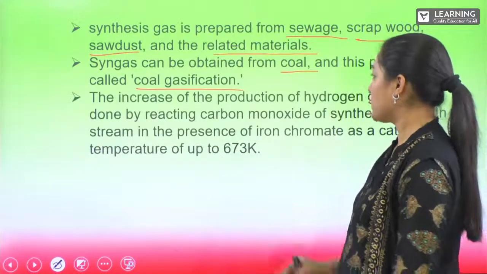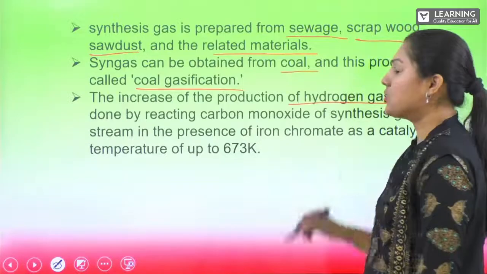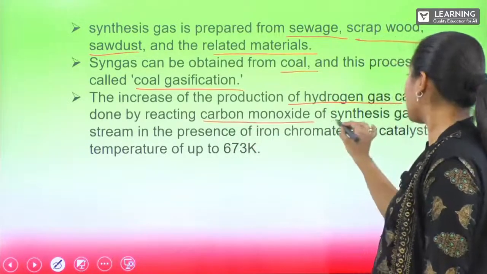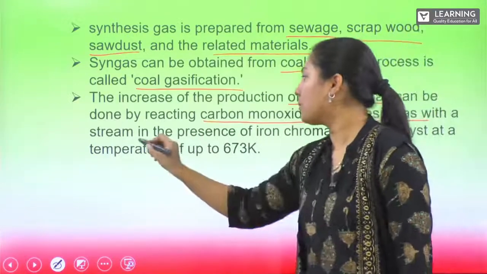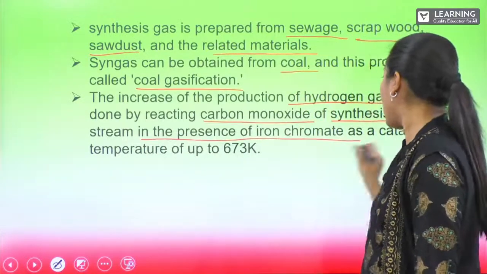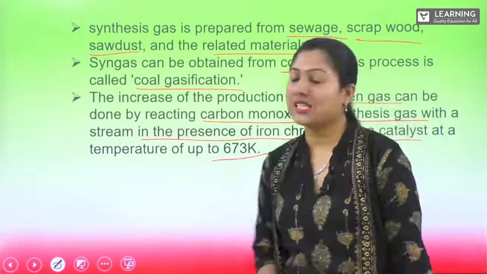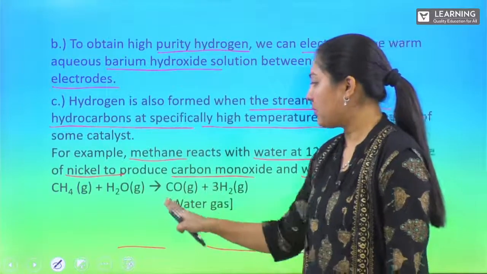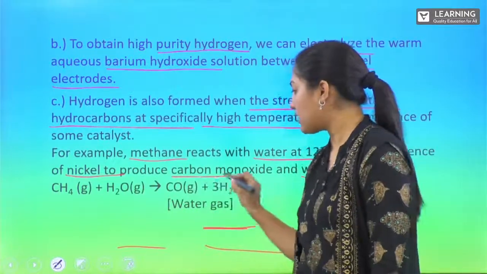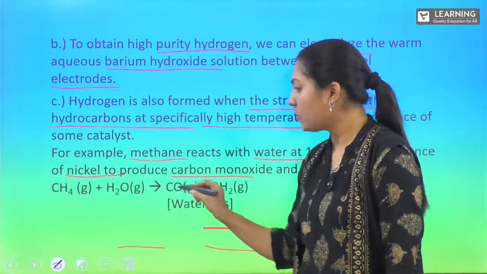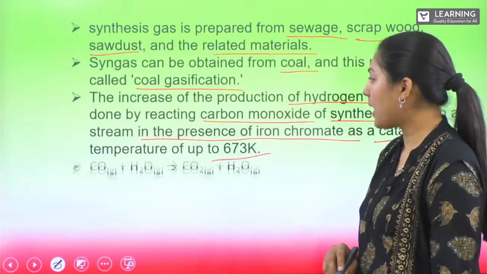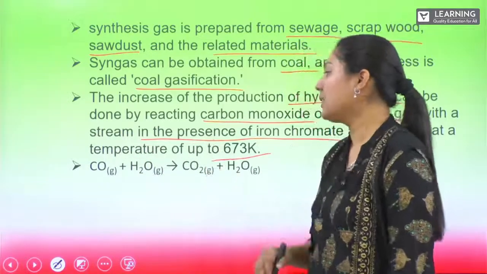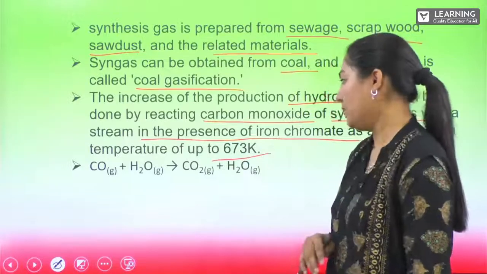The production of hydrogen gas can be increased by reacting carbon monoxide of the synthesis gas with steam in the presence of iron chromate as a catalyst at a temperature of 673 Kelvin. That means we got water gas with carbon monoxide and hydrogen gas. We need to remove this carbon monoxide. So what happens? We can react it with water. We get carbon dioxide plus hydrogen.